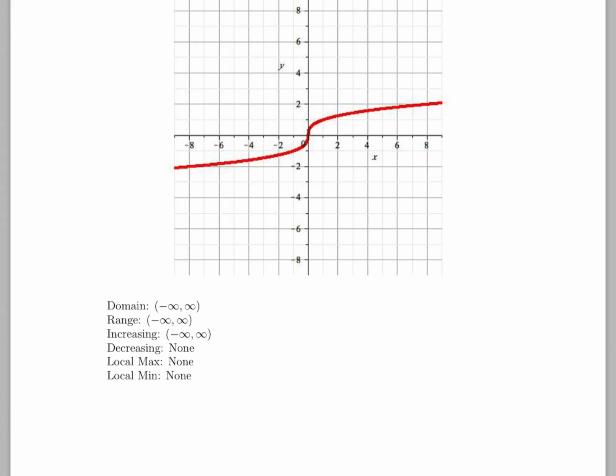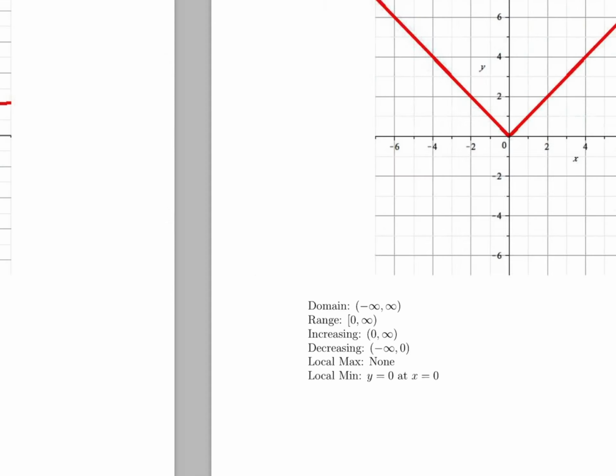Similarly, I can cube root any real number. So I can take the cube root of, let's say, -8 and get -2. So I've got a range of negative infinity to infinity. I'm increasing everywhere. I get steeper and steeper as I get closer to 0, but I'm not changing direction. I'm always increasing, even though sometimes it looks like it's steeper or flattens out. I'm always increasing across my whole range from negative infinity to infinity. I'm not decreasing anywhere, and I have no local maximums or minimums because I have nowhere where I change direction.